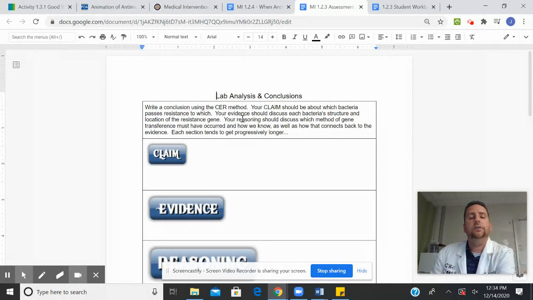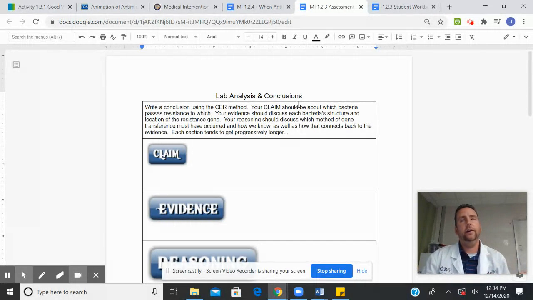So you're going to write a conclusion using the CER, or claim evidence reasoning, method. The claim should be about which bacteria passes resistance to which. Your evidence should discuss each bacteria's structure and the location of the gene. So the claim is basically, did E. coli 1 give resistance to E. coli 2, or did E. coli 2 give resistance to E. coli 1? And then you're going to relate that to the structure and the location of the gene.